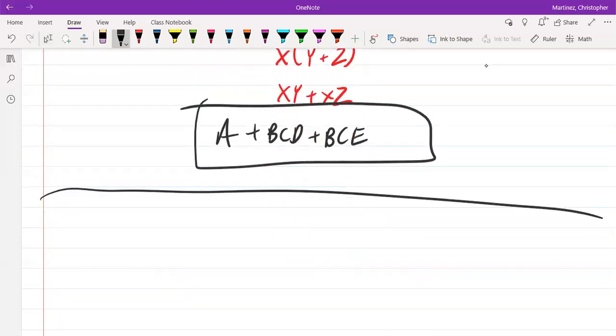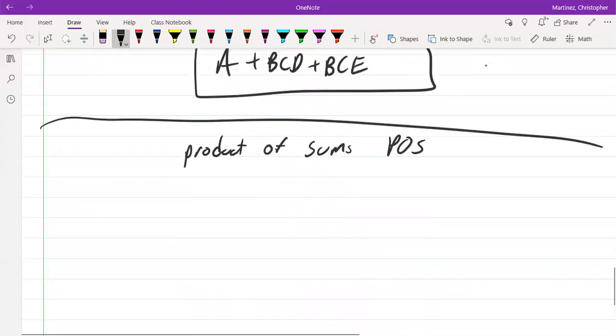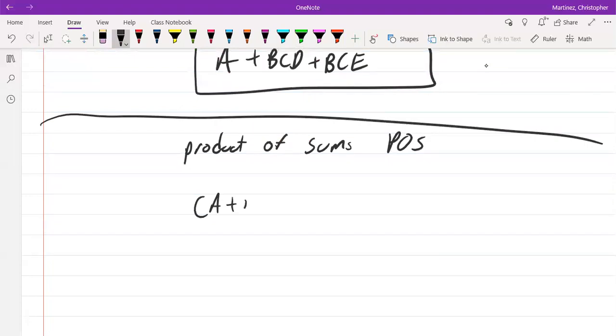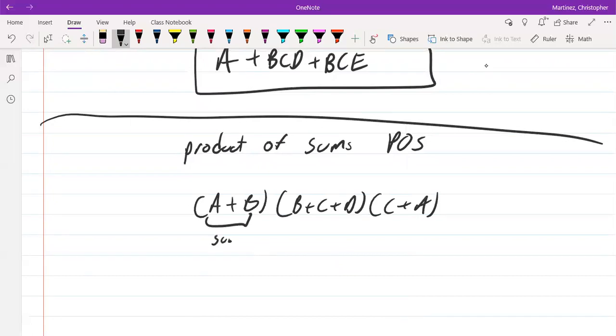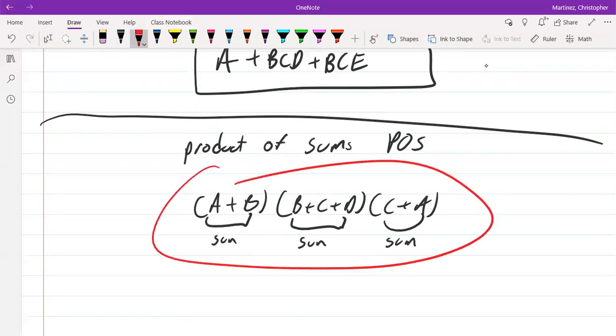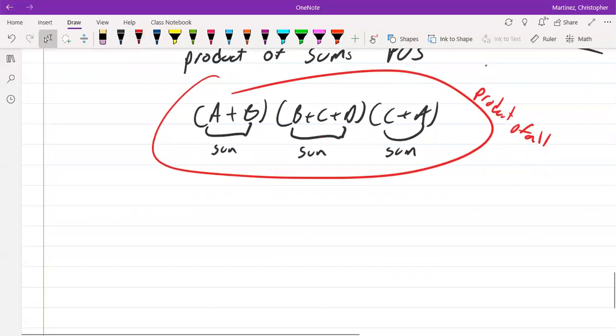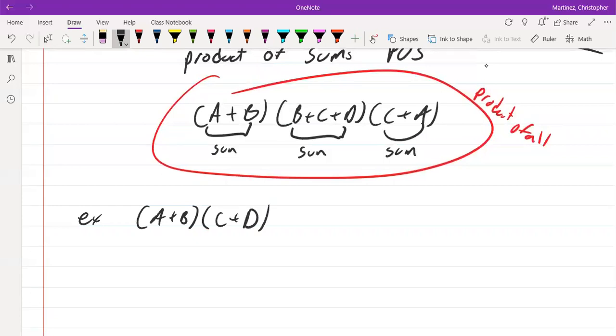Okay, so sum of products is one form. The other form we're going to have is called product of sums. Product of sums, we refer to this as POS. It will look something like this. A plus B, B plus C plus D, C plus A. So here is a sum, a sum, a sum, and then we do the product of all. Okay, so examples could be A plus B, C plus D. That's a form of product of sums.